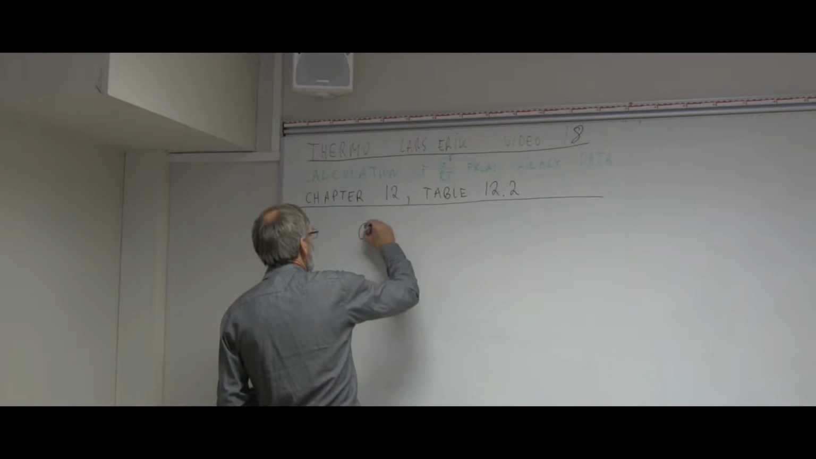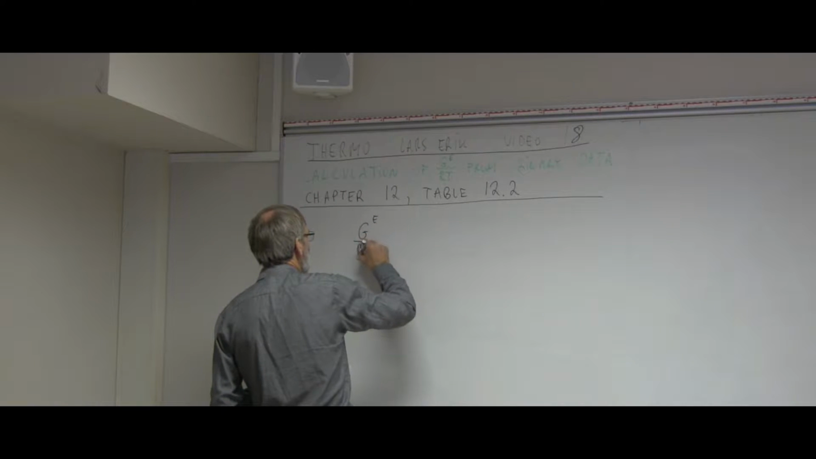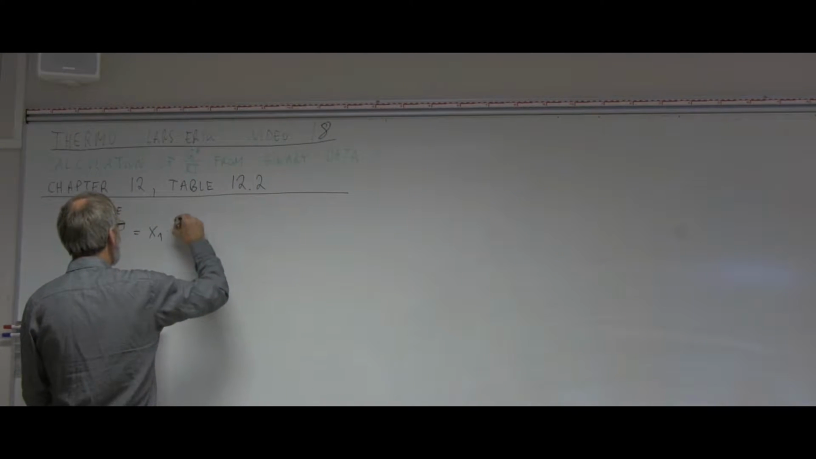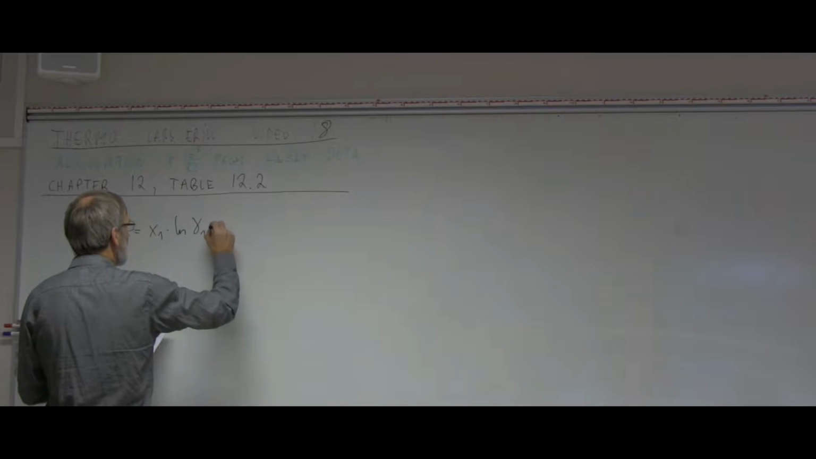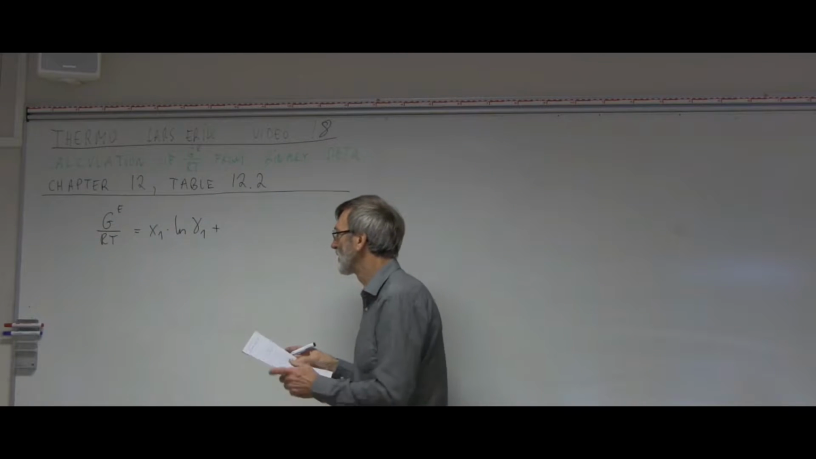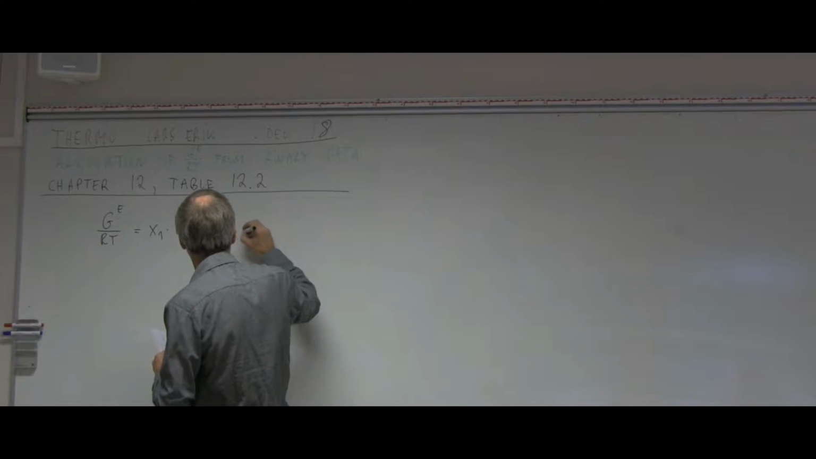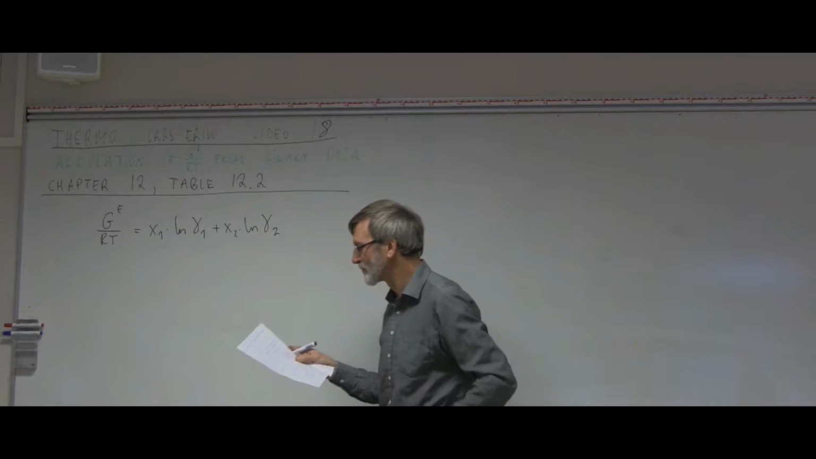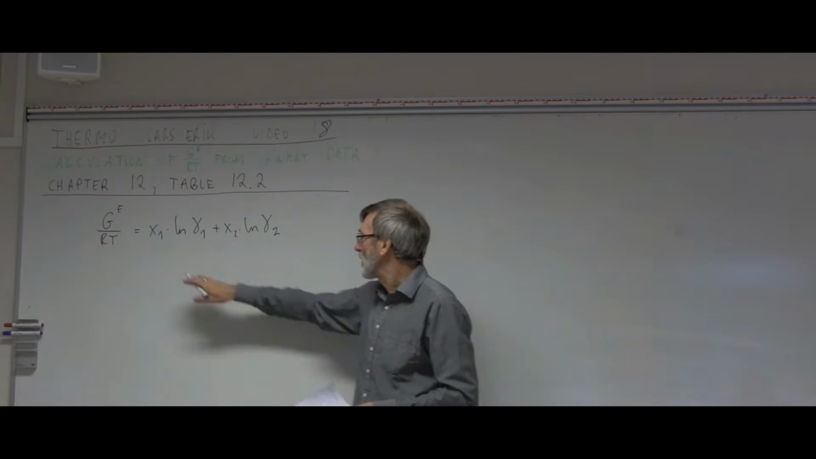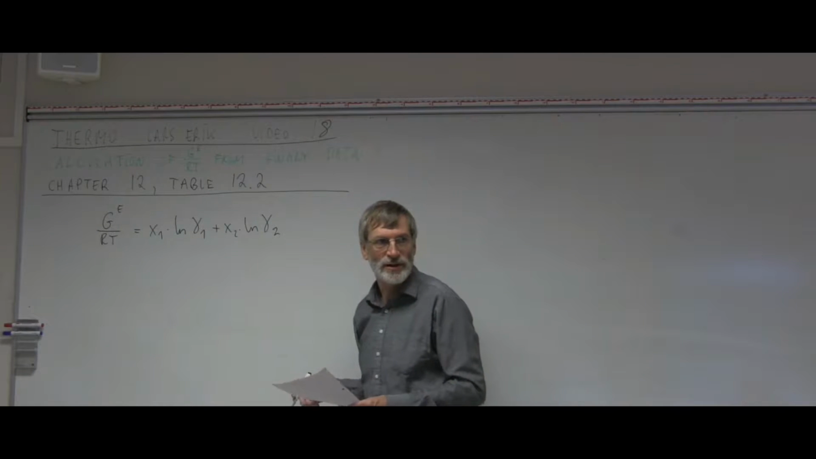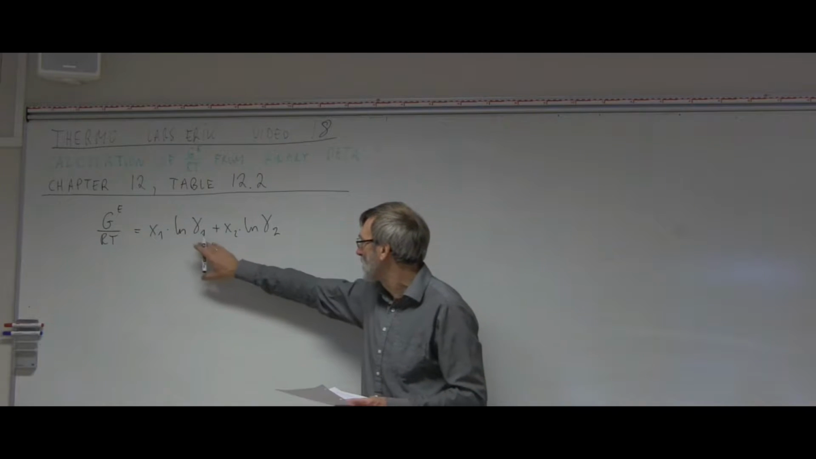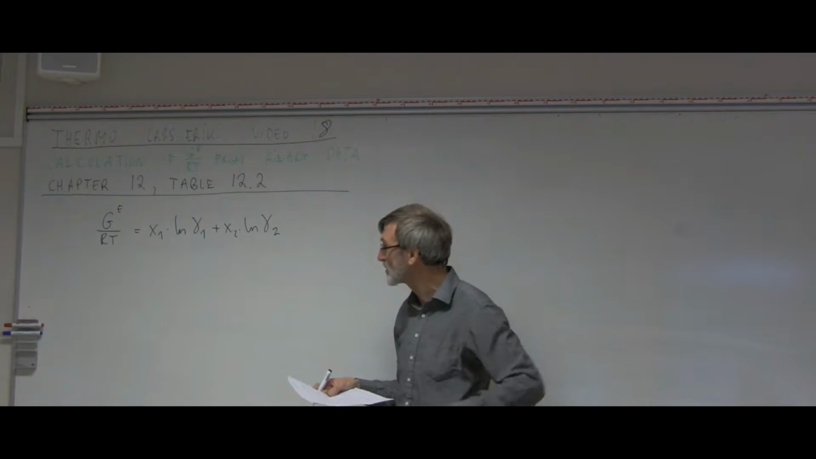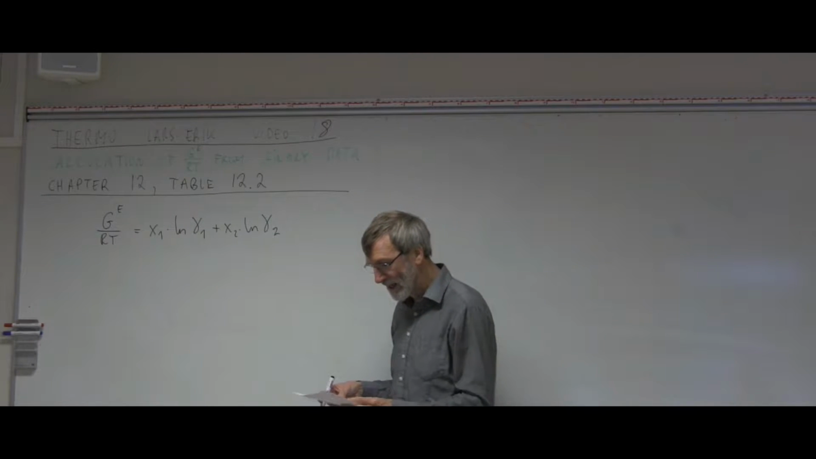The G excess over RT for a binary mixture is the sum of the mole fractions times the logarithms of the activity coefficients. So if we can measure the mole fractions in the liquid, then we only need to find an expression for the activity coefficients to calculate the G excess.